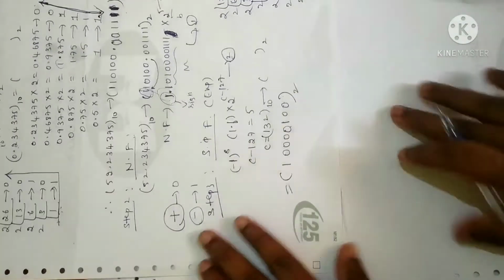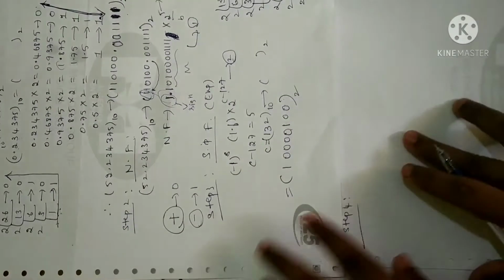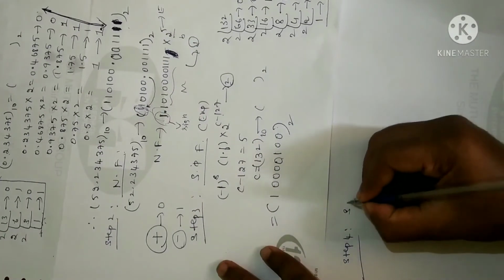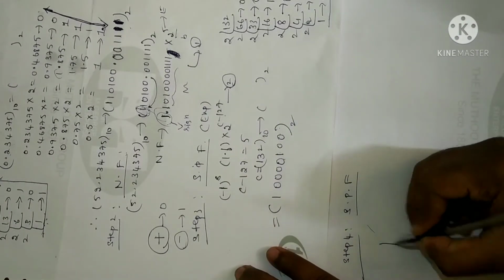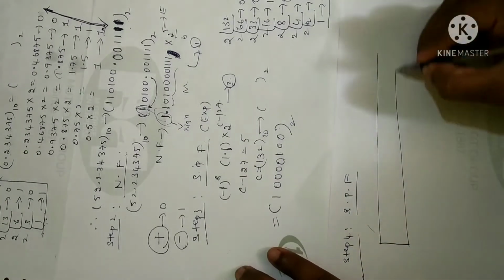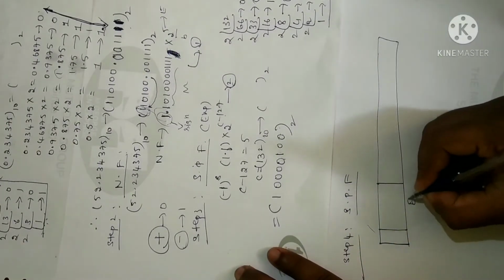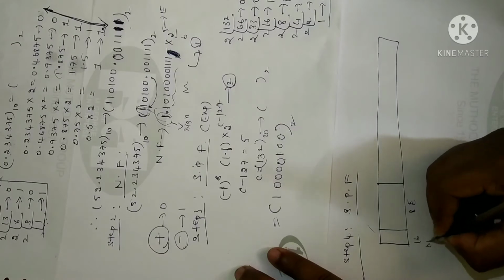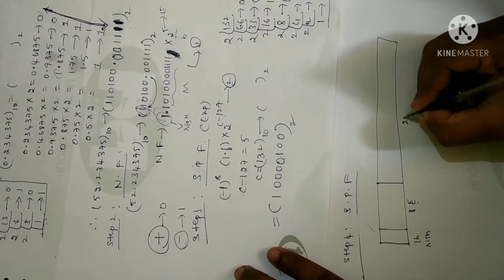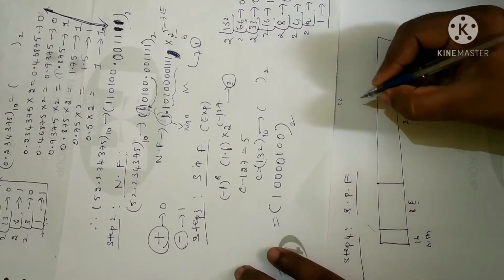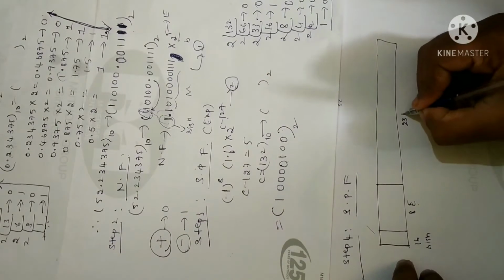Step 4 is the single precision form I have to write. So the single precision format I am going to write. Before writing that, let me revise the concept. In the single precision format, the first bit is with reference to sign, followed by 8 bits for the exponent, and the remaining 23 bits, total 32 bits.